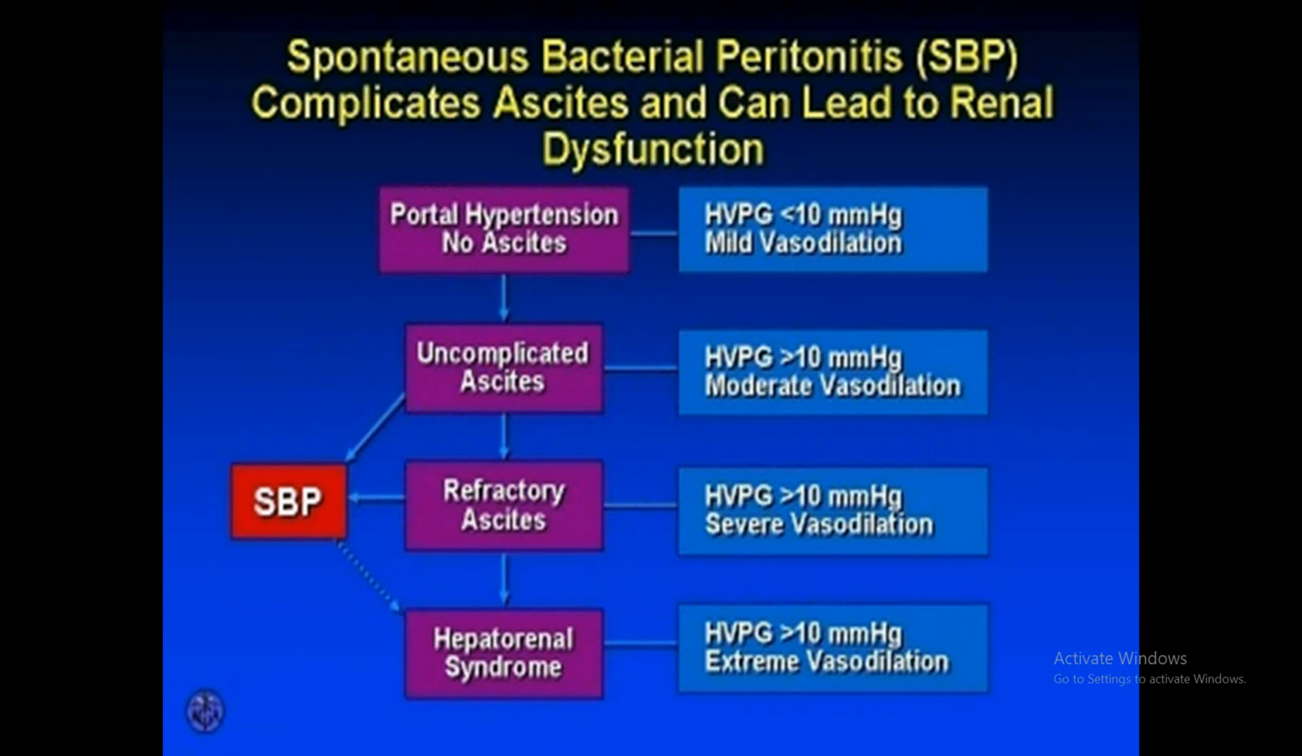The other complication is the spontaneous bacterial peritonitis. What is this thing? The fluid which is accumulated inside the peritoneal space is a very good media for the growth of the bacteria. The bacteria can come from the blood, the bacteria can come from the intestines. Now, if the bacterial invasion occurs, it will cause the transudate to become exudate now.